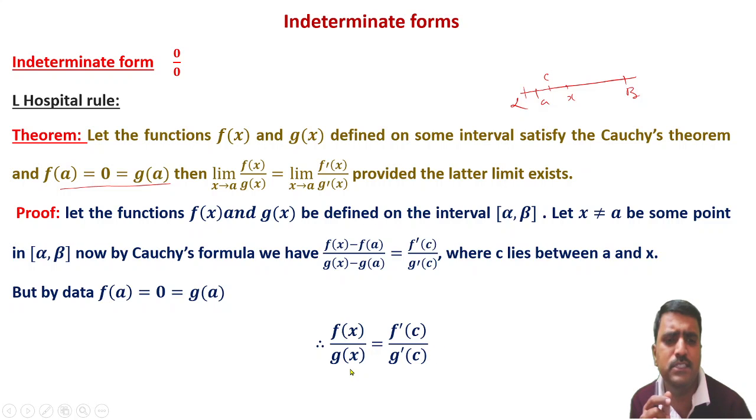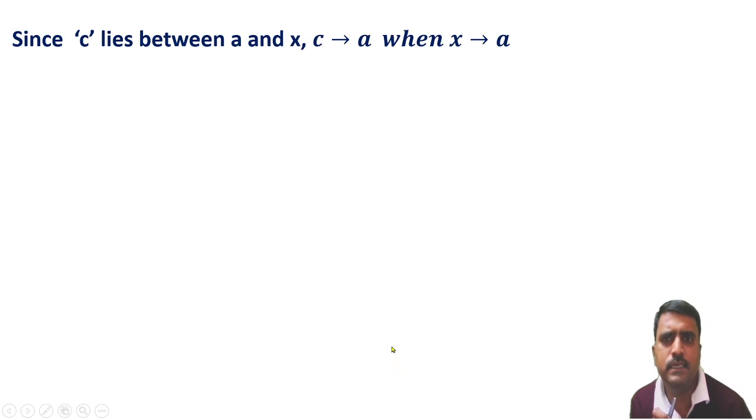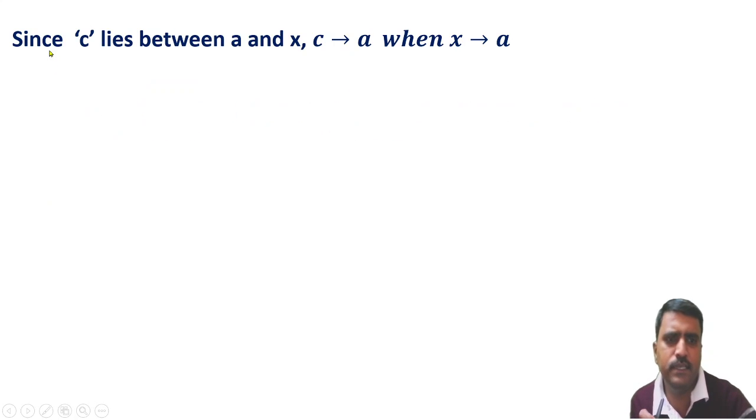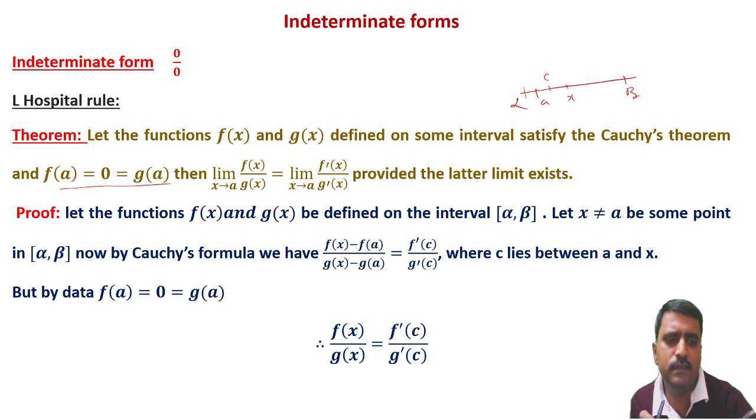f(x) by g(x) is same as f′(c) by g′(c). According to the conditions and Cauchy's theorem that we applied, we are getting this result. So it has not come to us just like that; it has come after applying Cauchy's theorem. Okay, so c lies between a and x. I already said that c is the value that lies between a and x. a, x, c is in the middle. Yes, in the diagram also I am writing that c is the value in between a and x.